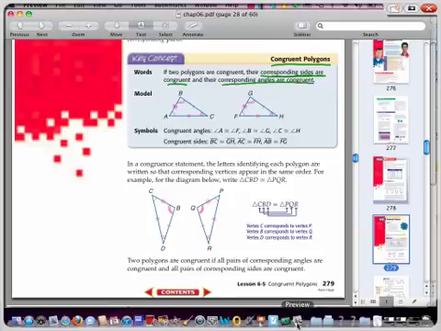So let's take a look at our example. We have triangle ABC and triangle FGH. As we look at these two triangles, what we notice is that angle A has one line. Angle F has one line. Therefore, those are considered congruent. Angle B, 2. Angle G, 2. Those are congruent. And angle C has 3. Angle H has 3. Those would be considered congruent. So we have congruent angles.